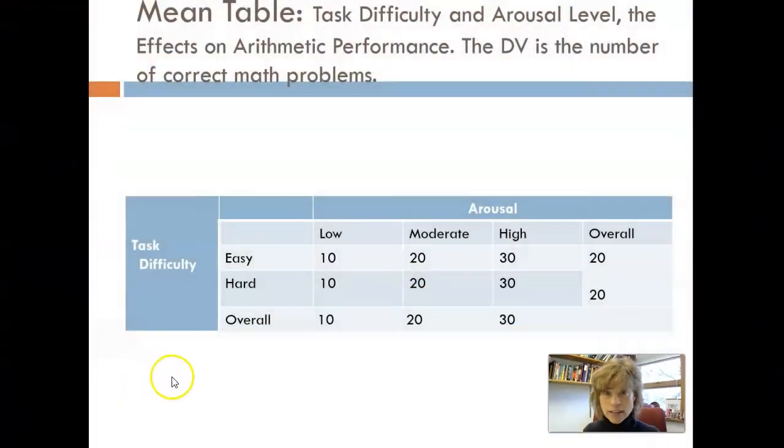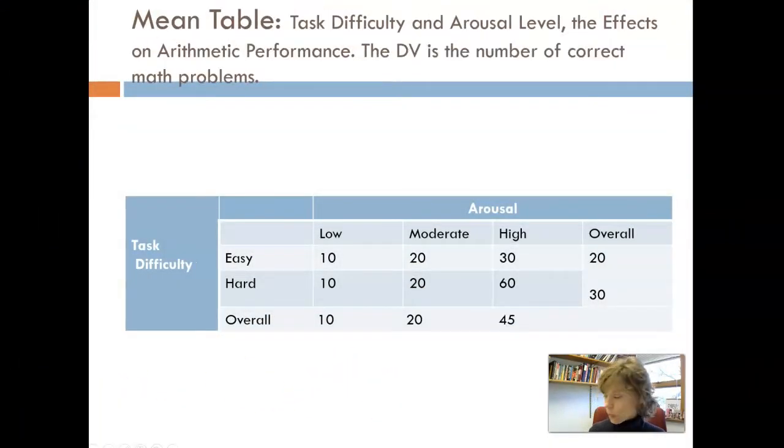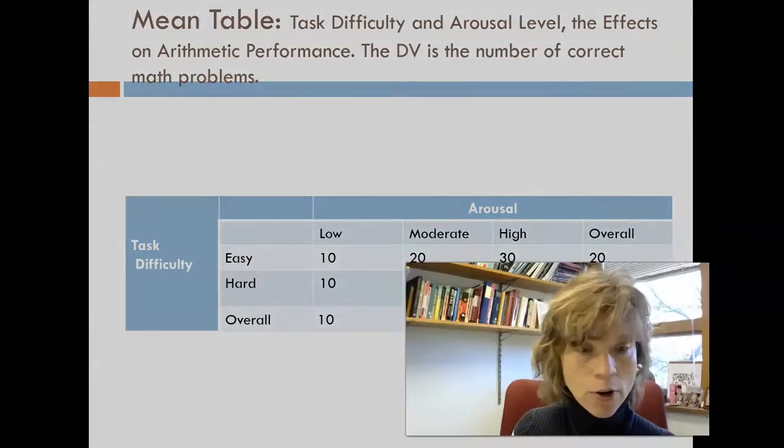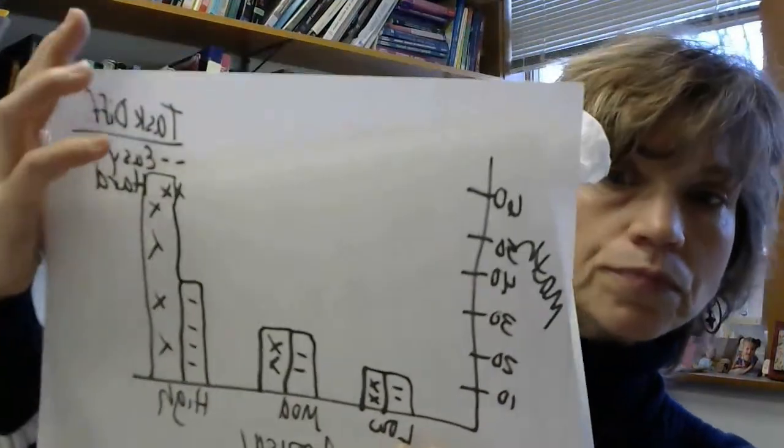So let's look at another set of means. So here we have easy low is 10, easy moderate is 20, easy high is 30. Hard low is 10, hard moderate is 20, and hard high is 60. So that produces a bar graph like this.